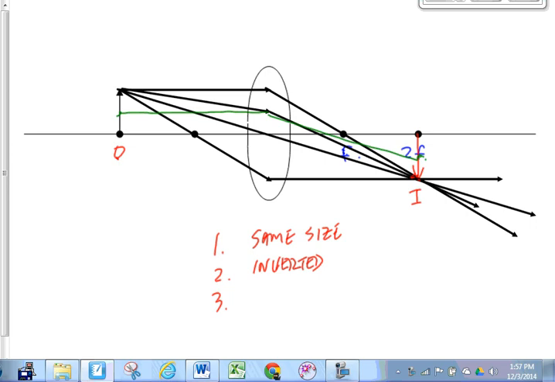Is it real or virtual? Well, we haven't done an experiment that shows whether this one is real or virtual, but we can still determine whether it's real or virtual. Solid lines are intersecting, which means it's got to be real. It means if we wanted to, we could project it onto a screen. If we put a screen right here, a piece of paper right there, we would see an image formed on that screen. It was the same size, it was upside down, and it was actually projected onto that screen.